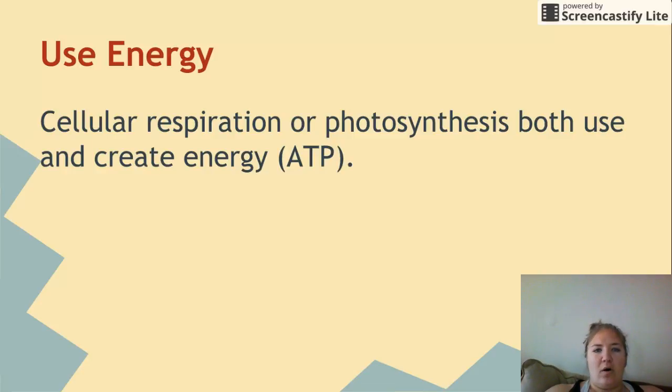They also all use energy, whether it be cellular respiration or photosynthesis. Both of these use and create energy in the form of ATP. There are other different types of energy as well. It could be respiration, anaerobic or aerobic, but either way, all living things use some type of energy.